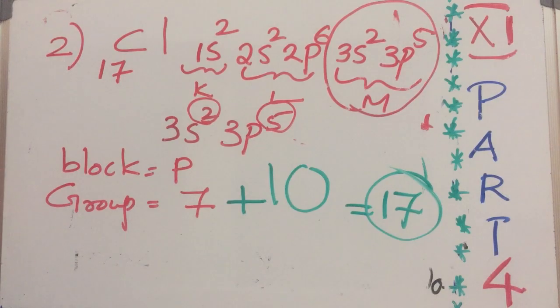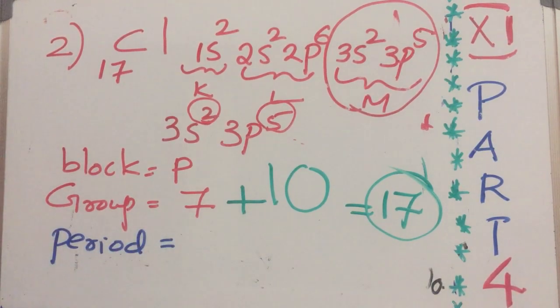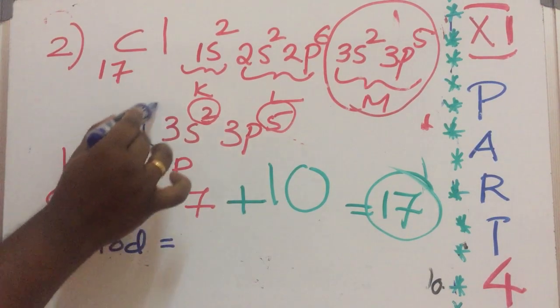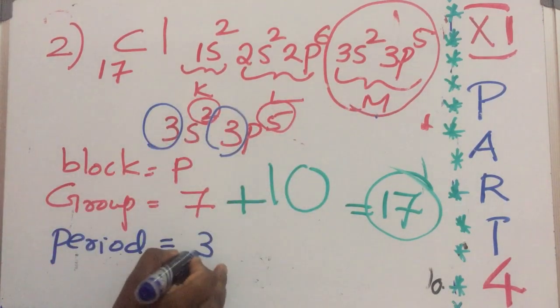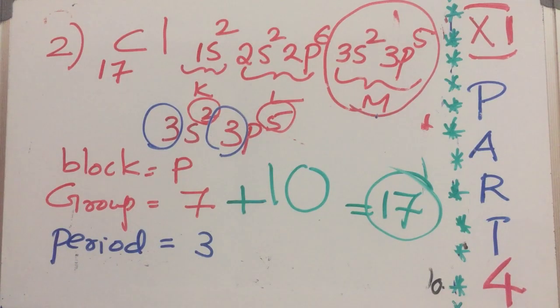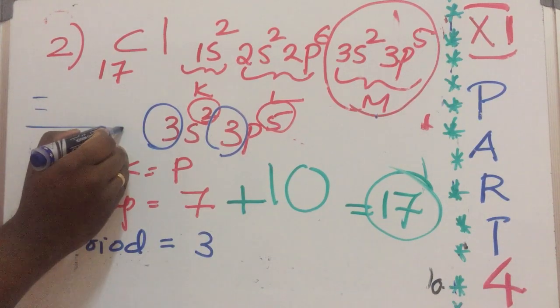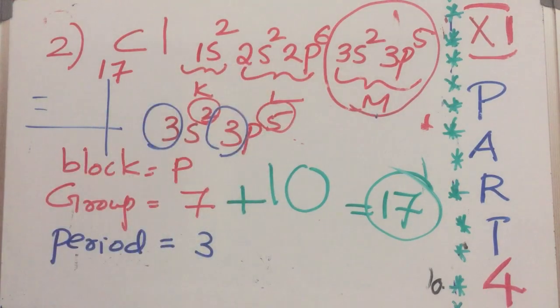Okay. Now period. How to find period? You remember? Period is from the principal quantum number or shell number. What is the shell number here? 3. Belongs to M, third shell, so period is 3. So what is the position of chlorine in the periodic table? Chlorine belongs to third period and 17th group, and belongs to P block. Check it in the periodic table, whether it is correct or not.